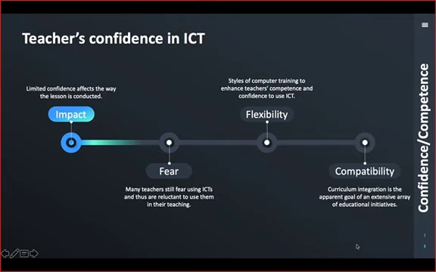Flexibility also goes through the styles of computer training that the teacher gets, in order to be able to flex while teaching and switch between objectives and between sequences of the syllabus. And compatibility, as I've mentioned, is the adequate time that needs to be given to teachers so that they develop new skills and explore their integration using the already existing teaching techniques which are part of their curriculum and their syllabus.